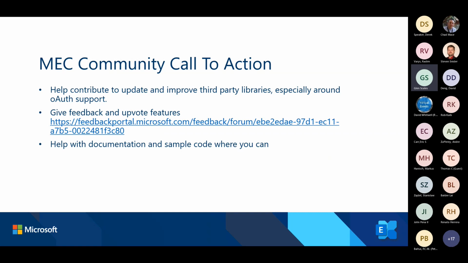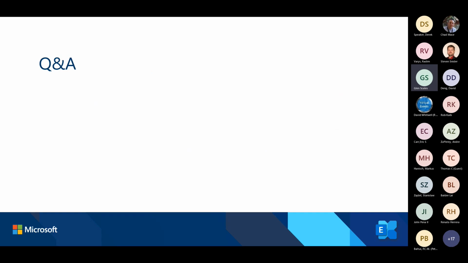Give feedback and upvote features in the Graph. I said the Graph features are in a bit of a limbo at the moment, so it's not moving a lot. Upvoting particular features to get them into the Graph will help a lot, so I've included a link to the feedback portal. And help with documentation and sample code. A lot of that is now on GitHub, so it's quite easy to contribute to. I would recommend that if you can help out on the documentation and sample code side, you try and do so. And I've smashed through my content, so I'm up to the Q&A stage.